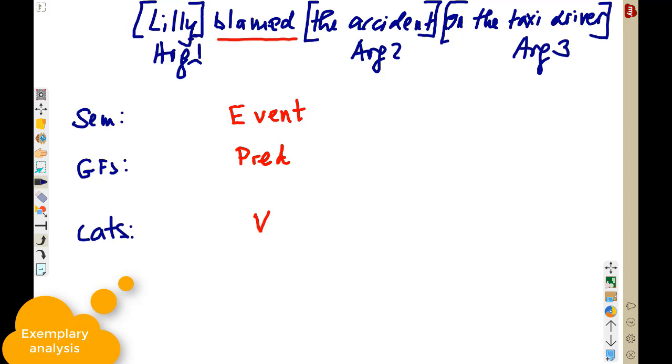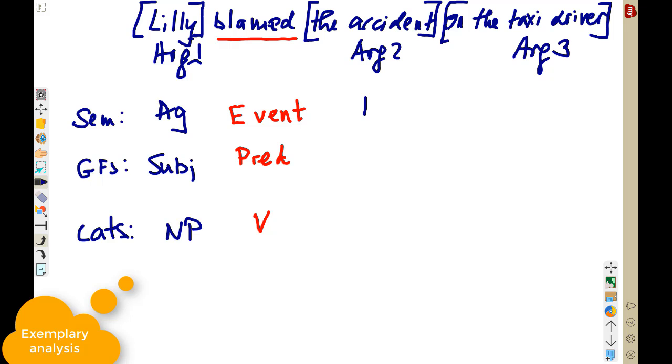Now let's label these arguments that our head verb takes in terms of their semantic roles, grammatical functions, and categories. So Lily semantically denotes the agent, the one who is foisting, who is assigning guilt or responsibility for the accident to the taxi driver. Lily is the subject in terms of grammatical function, and it is a noun phrase.